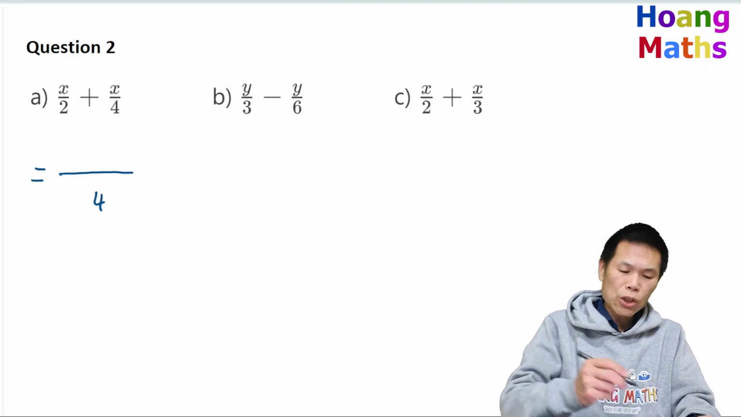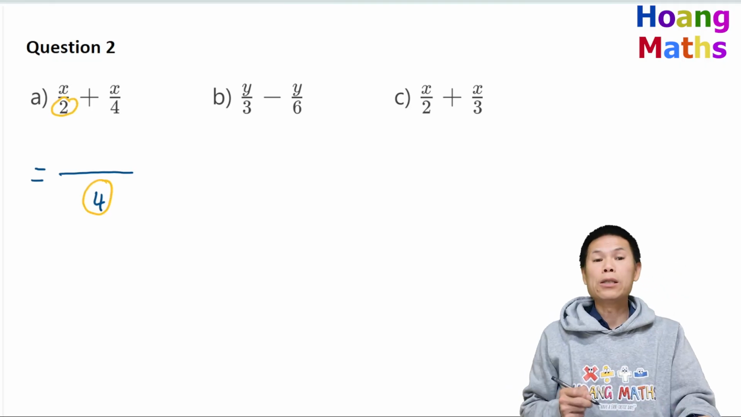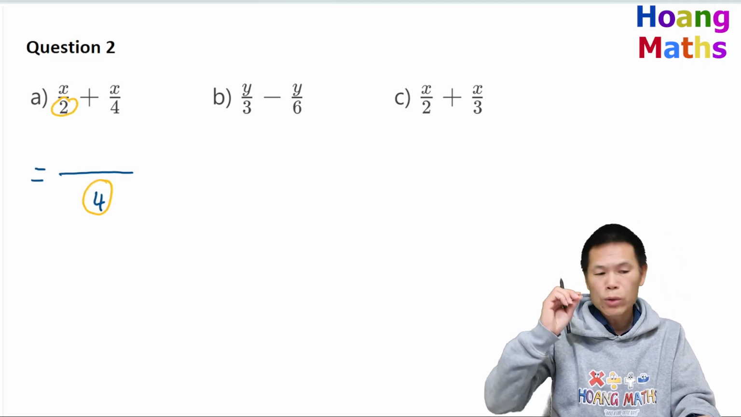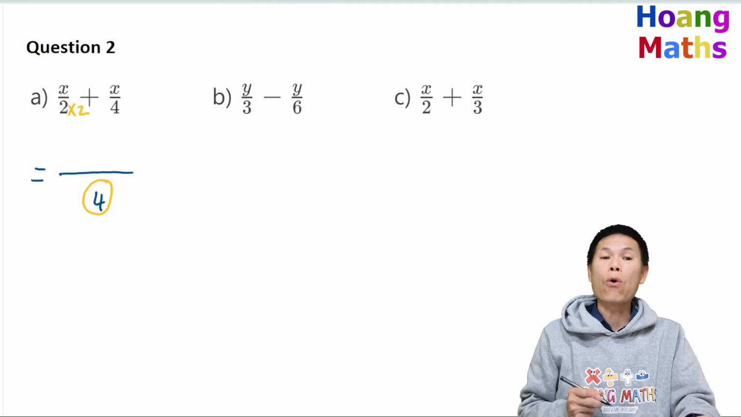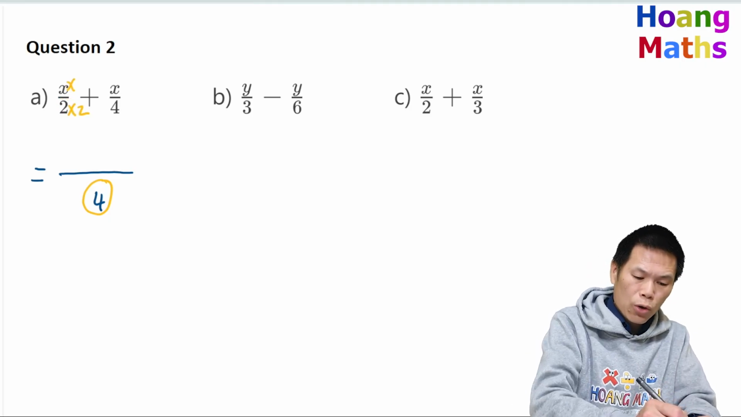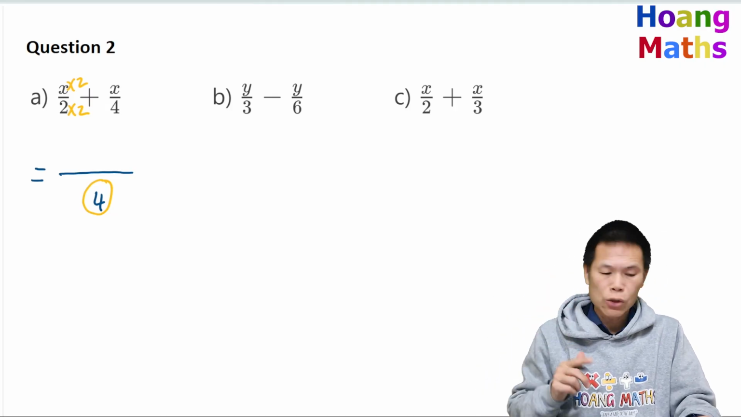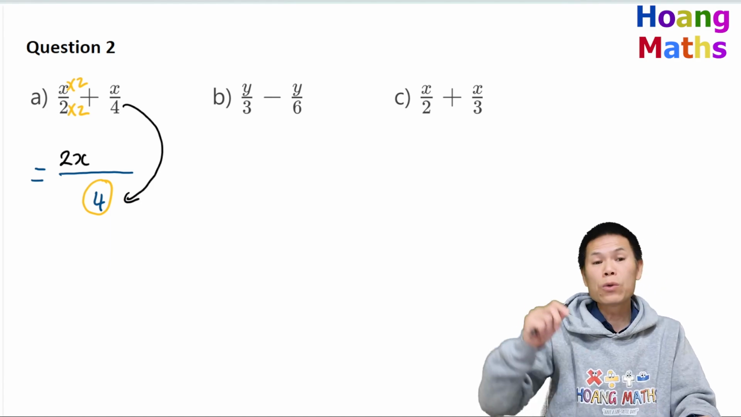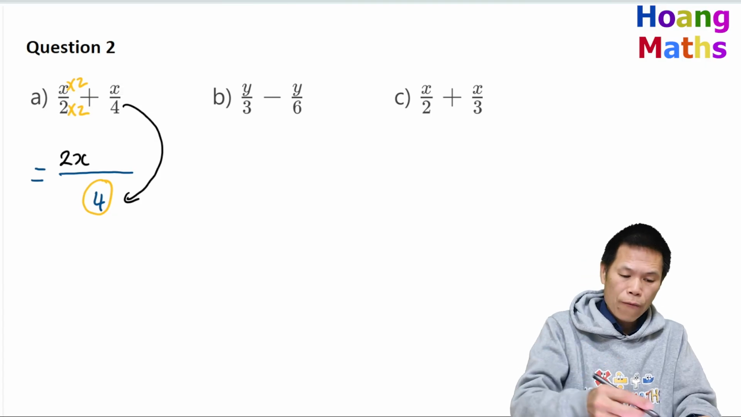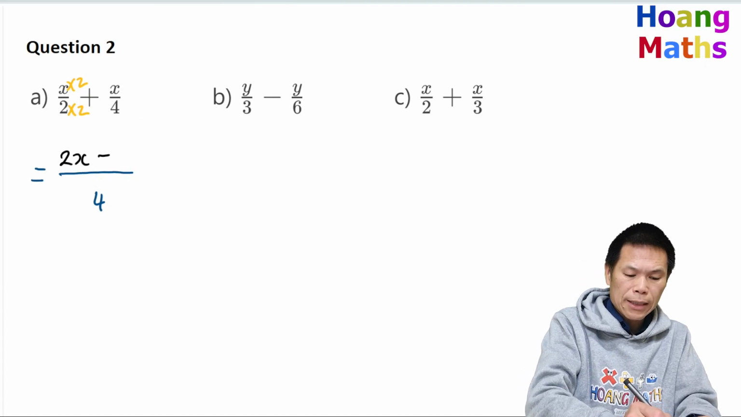All in one fraction. So from 2 to 4 is 2 times, because 2 times 2 is 4. So this means that we times 2 here to get 4. Therefore, the top or numerator must times 2 as well. So 2 times x is 2x. And from 4 to 4, we times by 1, so the top times by 1 as well. 1 times x is x.